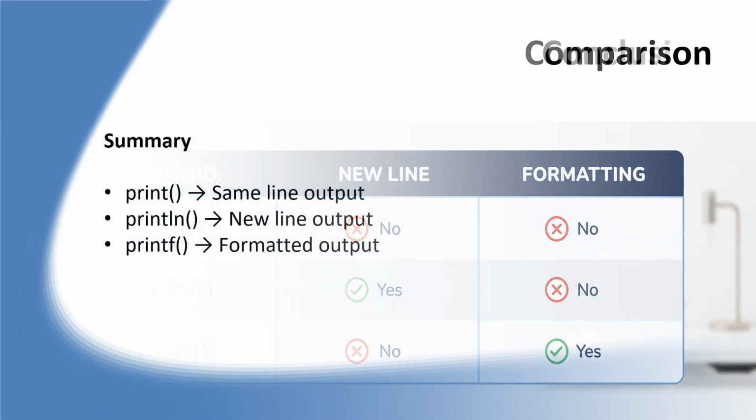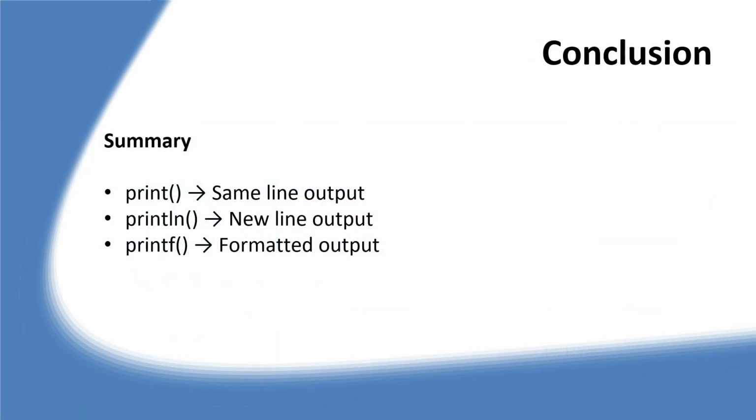So let's quickly summarize what we have learned so far. Using the print method, we will get the output in the same line, and using println, we'll get the output in a new line. That means after printing output, the cursor will move to the next line for println. And we have seen that to get the formatted output, we should use printf using different format specifiers.